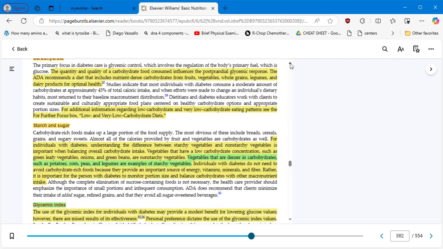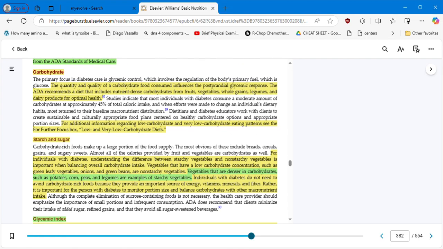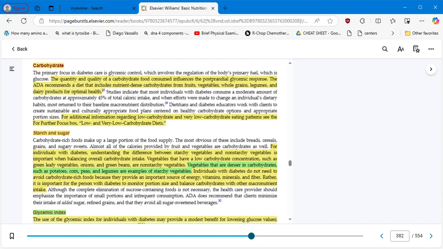Let me go back to this part and let's talk about carbs. So the quantity and quality of the carb foods consumed influences the postprandial glycemic response. Postprandial refers to the glycemic level after eating, right? One hour or two hours. And the ADA recommends a diet that includes nutrient-dense carbs from fruits, vegetables, whole grains, legumes, and dairy products for optimal health. So yes, we have carbs in the fruits.